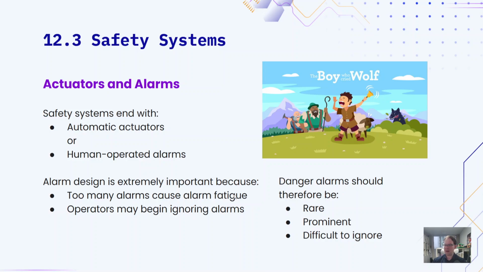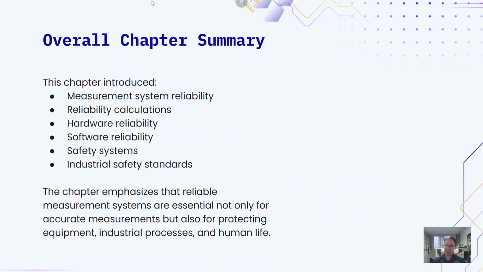That's the same thing that happens when you have your alarm go off in the morning and you're like, snooze, snooze, snooze. Eventually you don't hear the alarm anymore. So wake up with the first alarm. Operators may begin ignoring alarms. That's what I'm saying. Danger alarms, therefore, should be rare, prominent, and difficult to ignore. That's what this fire alarm system in this building is. It's difficult to ignore, and it's almost never. And it is so loud. Wow. When it's happening.